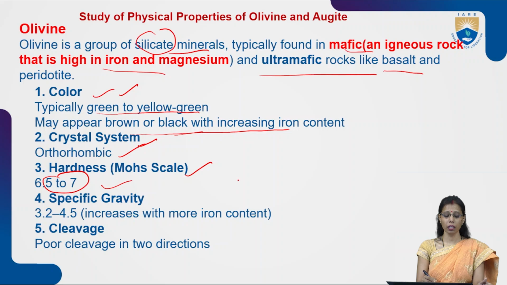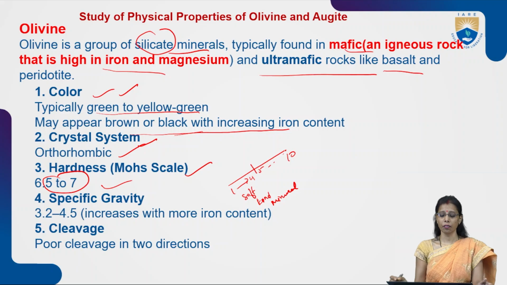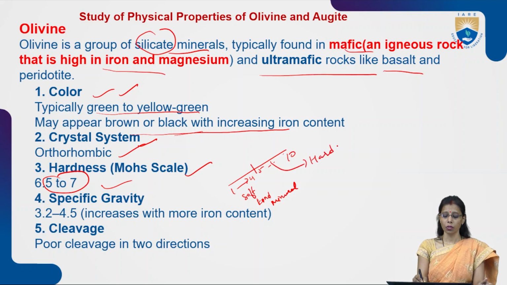On the Mohs scale, basically 1 to 10, from 1 to 4 we consider soft minerals, whereas 5, 6, 7, 8, 9, 10 we consider hard minerals. So olivine is a hard mineral, which is 5 to 7. Now what is the specific gravity? Specific gravity is 3.2 to 4.5, which increases with more iron content.